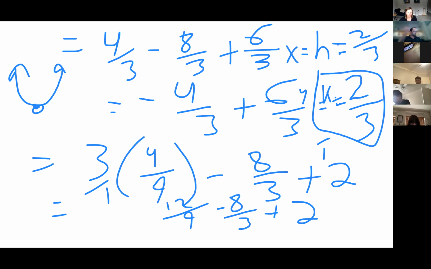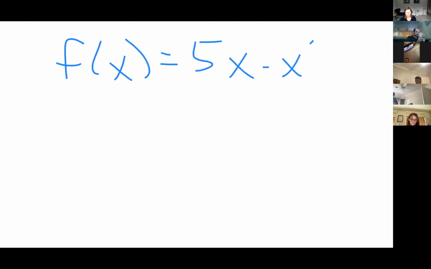Okay. And then we have one more that is sort of like this. Find the maximum y value of the graph y equals f of x. 67 says 5x minus x squared. If you look at it like this, and you try to solve for h from this thing, you might hurt yourself a little bit. I wouldn't do that.